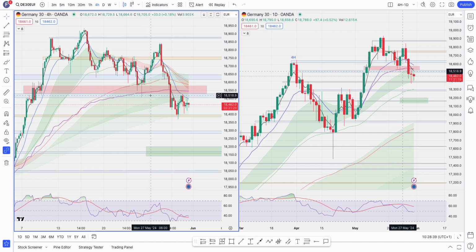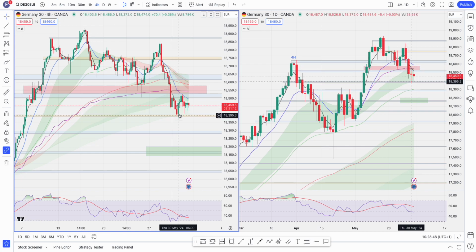And we're retesting this major 4 hour, 1 day sort of zone, which is about 18,500 round that. So we broke this zone and then retested this zone. I'm more keen for prices to go lower.